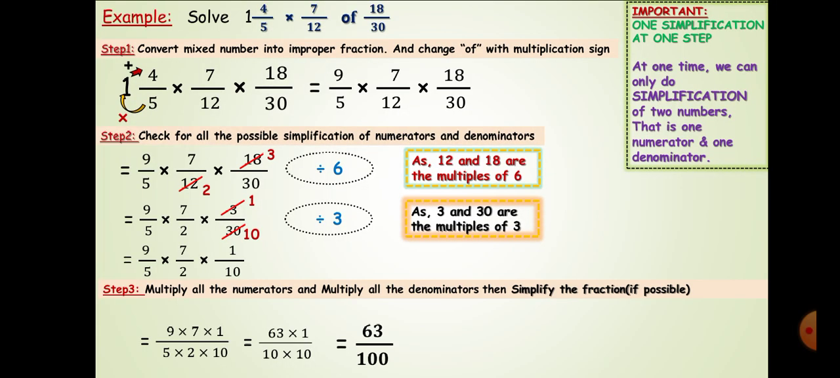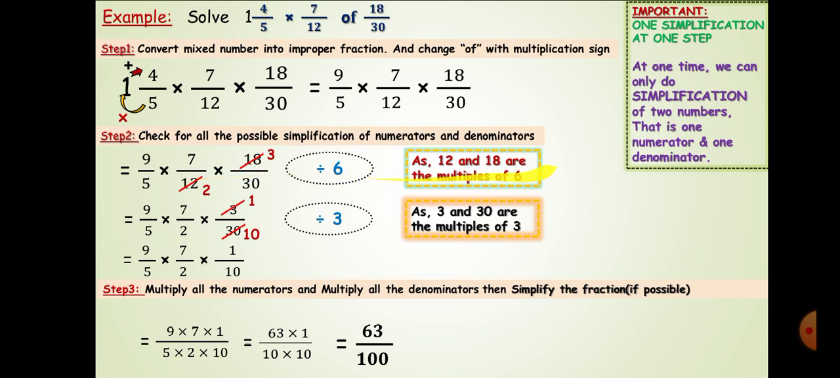Then you have to solve 1 whole 4/5 multiplied by 7/12 of 18/30. What you have to do is first convert the mixed number into an improper fraction, and then convert "of" into the multiplication sign. "Of" basically means multiplication. So 1 multiplied by 5 plus 4 equals 9/5, and then 7/12 remains the same, 18/30 remains the same. But here 7/15 of 18/30 is going to be 7/15 multiplied by 18/13.